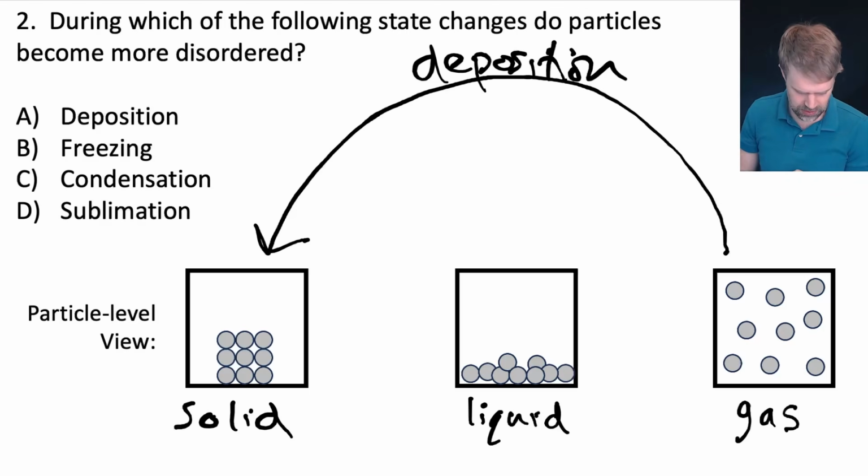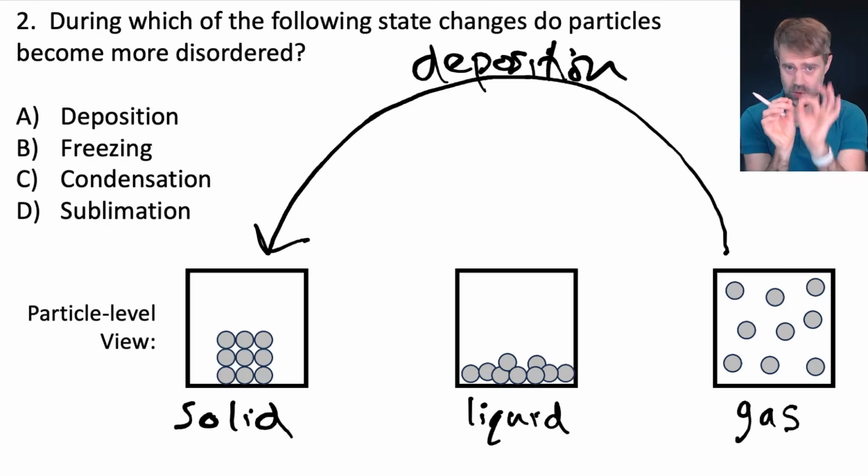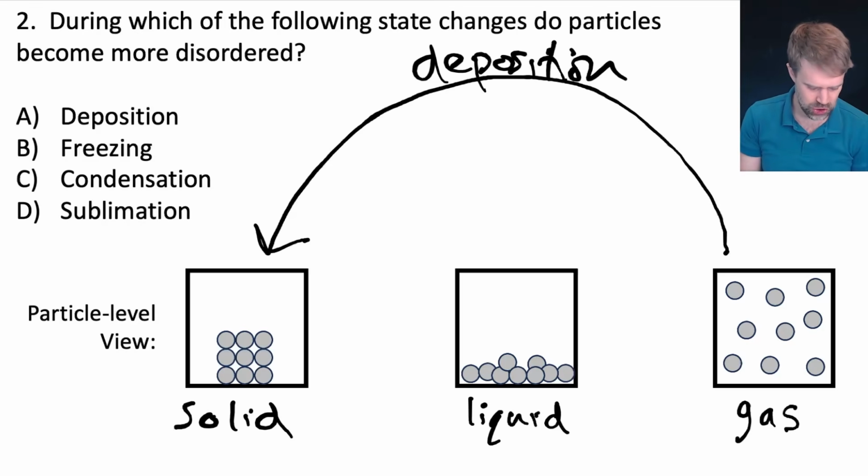Now, here's the thing. Deposition, gas to solid. Do the particles become more disordered? No. They become more ordered, right? Because gas is crazy like this. Solid is like nicely packed and all organized. So deposition is a change where they become more ordered.